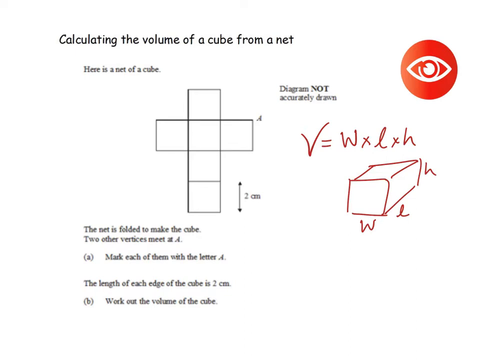Now the cube from a net is very similar. You just need to actually either visualize it as a 3D shape, so you can work out the 3 dimensions and then times them together, or there should only really be 3 numbers that are different on a net.